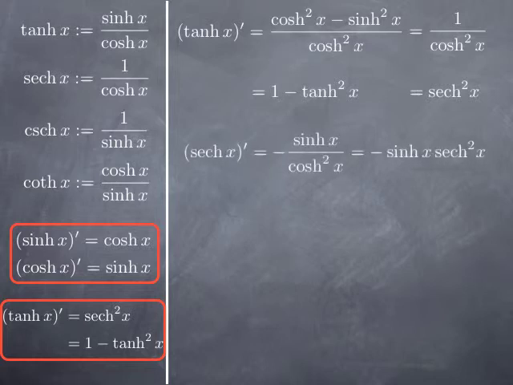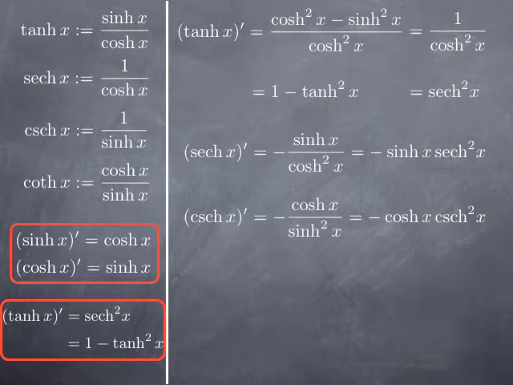Similarly, we can calculate the derivative of the hyperbolic secant, and we obtain, because we are differentiating 1 over cosh x, we obtain minus the derivative of this, which is sinh x over the square, and we can rewrite that as negative hyperbolic sine multiplied by hyperbolic secant squared.